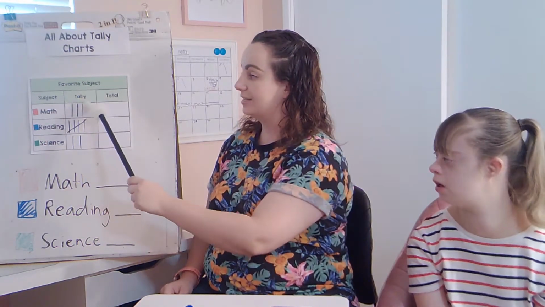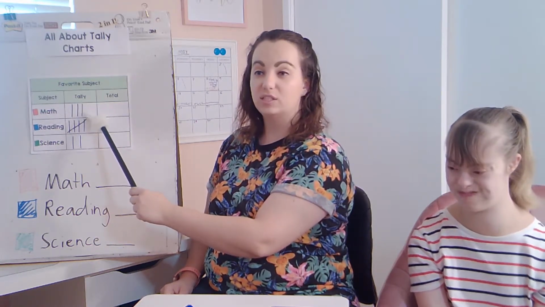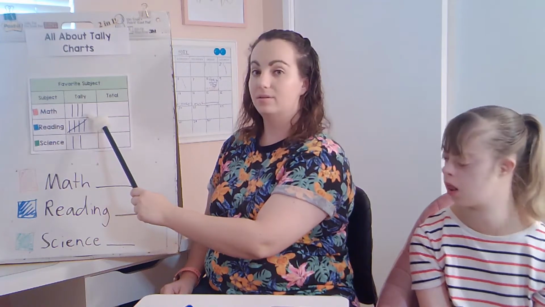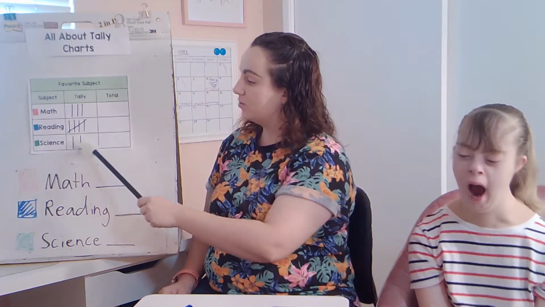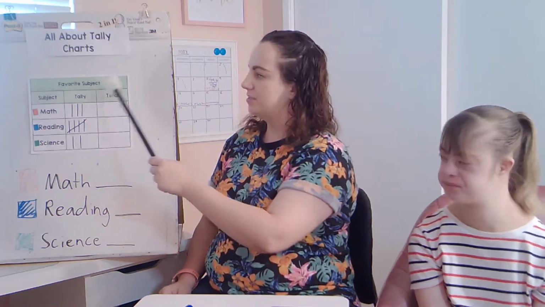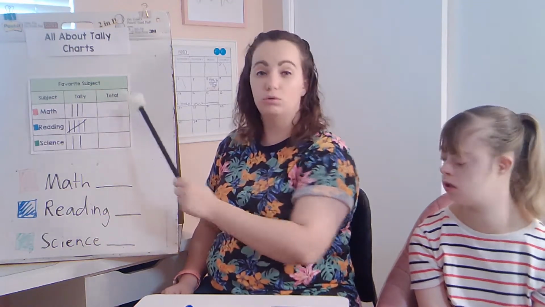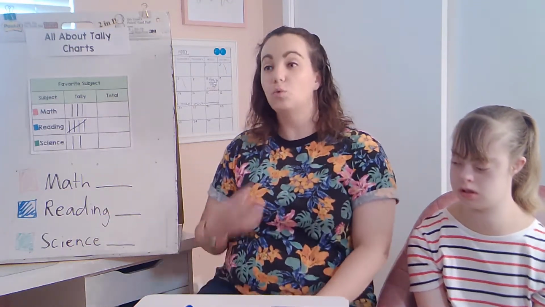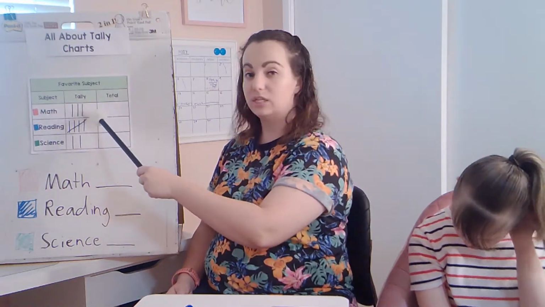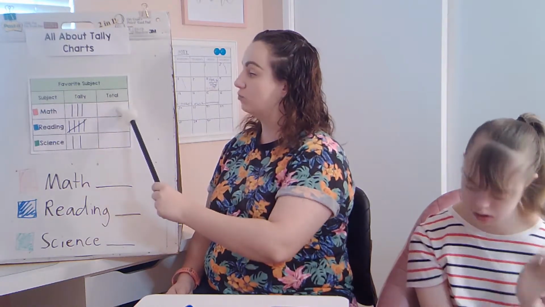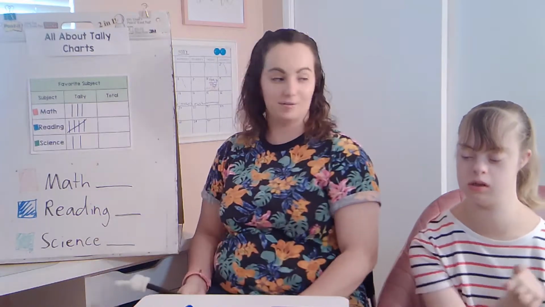Then we go over here and it says tally. This shows how many people voted or said their favorite subject was math, how many people liked reading the best, and how many people like science the best. Then on our chart, we have some blank spaces. It says total. That means we have to read how many tallies or how many votes each subject got and write it here. Then afterwards, we'll have some more questions to answer about the chart.